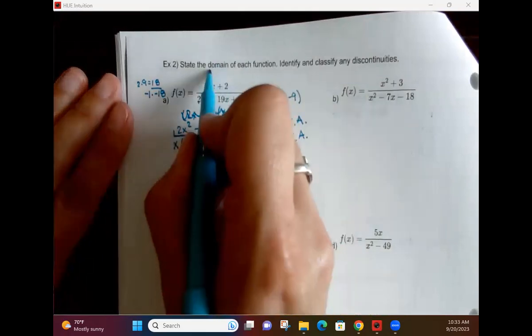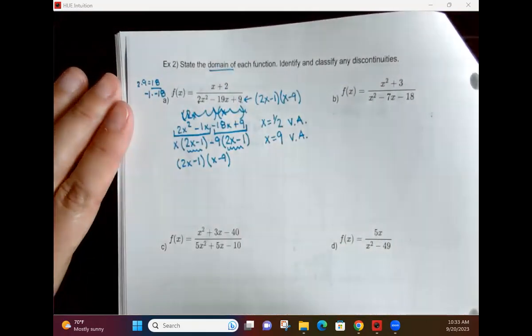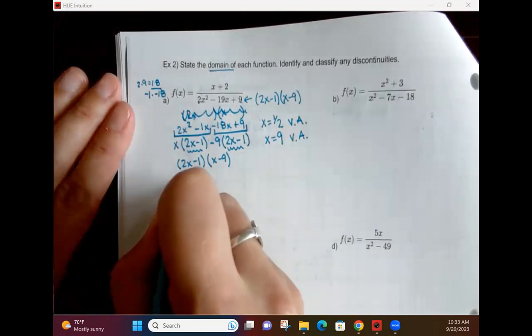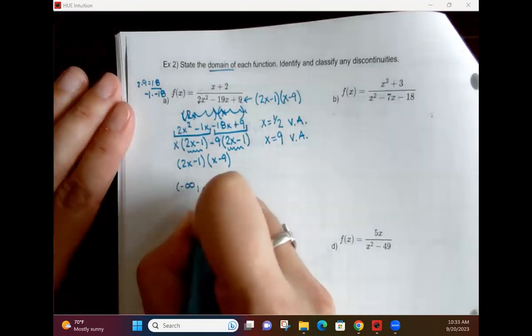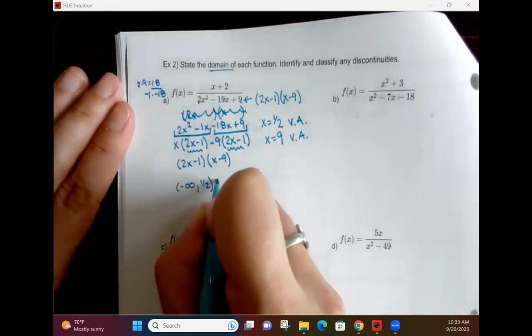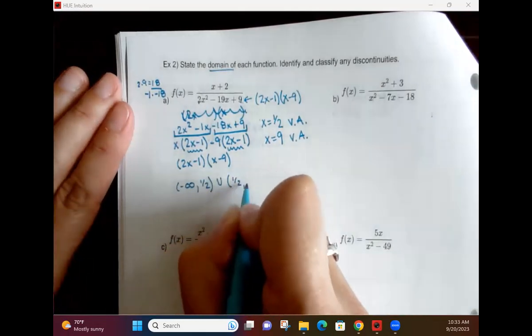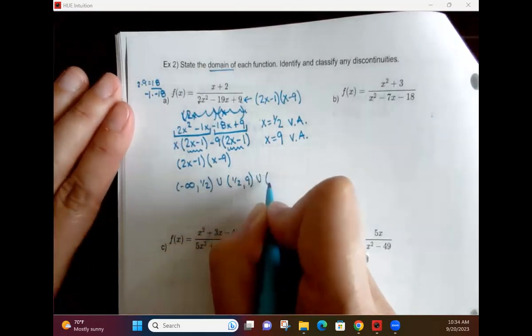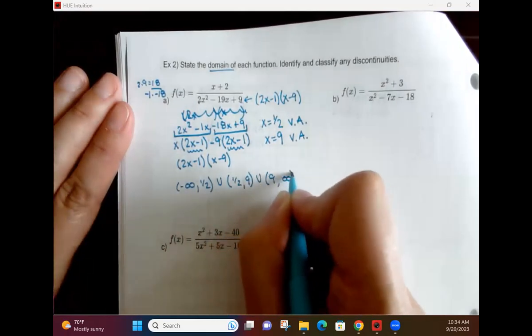And then my directions ask me to give the domain. So my domain here would be negative infinity to 1/2, then 1/2 to 9, then 9 to infinity.